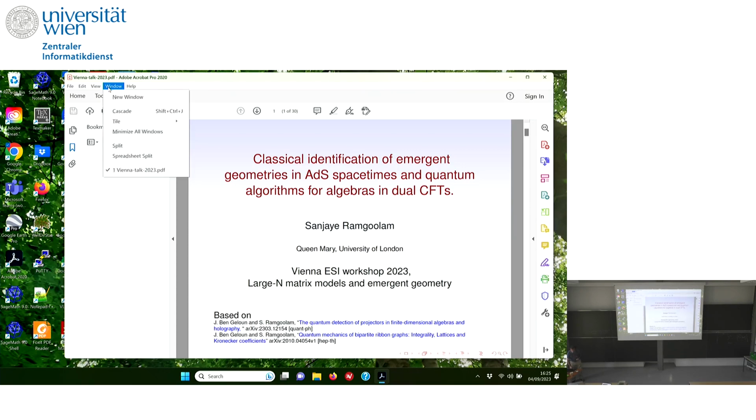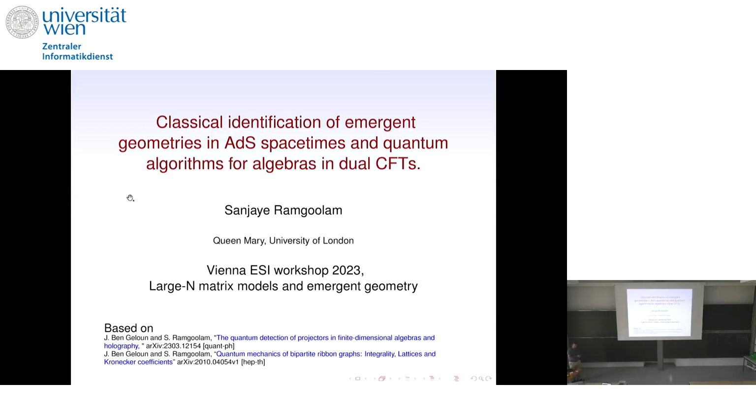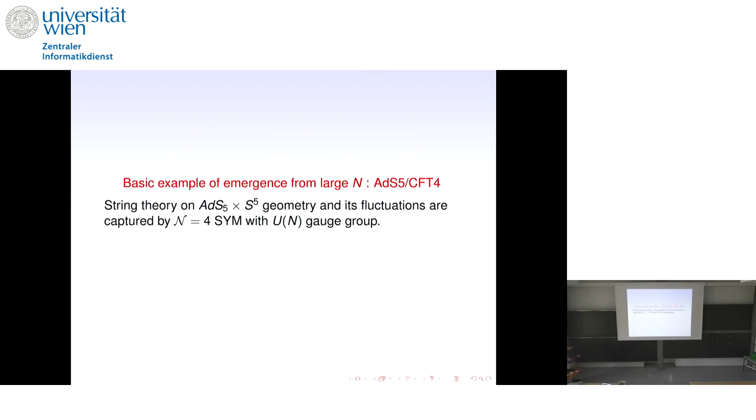So this is going to be in the context of the simplest example of AdS/CFT, string theory on AdS5 cross S5, which is dual to N=4 super Yang-Mills with U(N) gauge group in 4 dimensions.